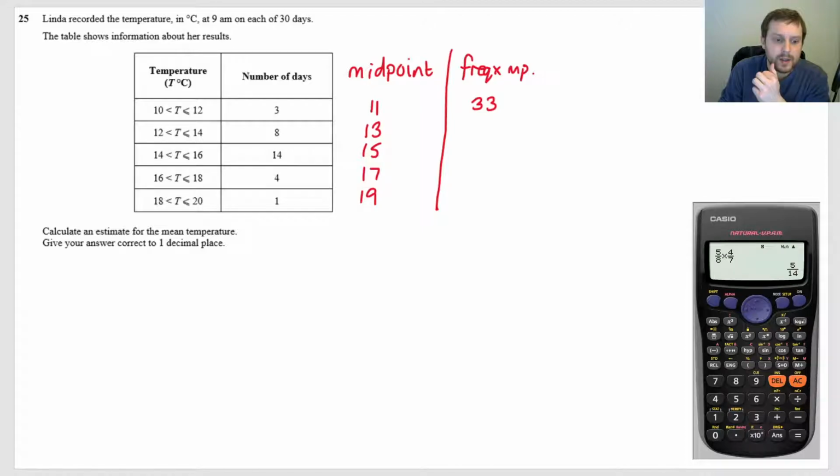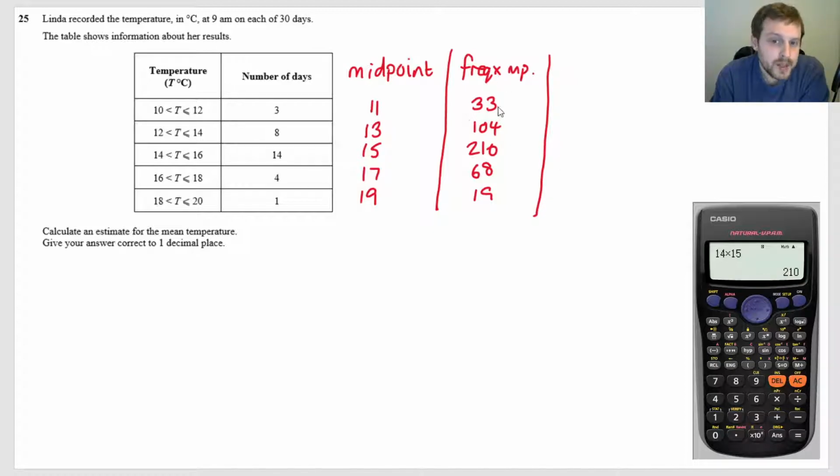104, I believe. I don't trust myself. 8 13s, 104. Yeah, I should have trusted myself. Right, 14 15s is, I want to say 210. What do you reckon? Do you think that's right? Well, 15 15s is 225. So 210, right? 4 17s is 2 34s is 68. And 1 19 is 19.